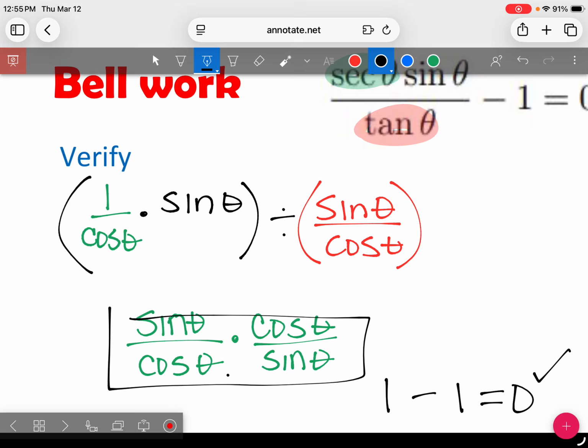Any questions? All right, so let's take out our notes. We only got one more section left. Tomorrow we'll finish out, and then I will also pass out the study guides.